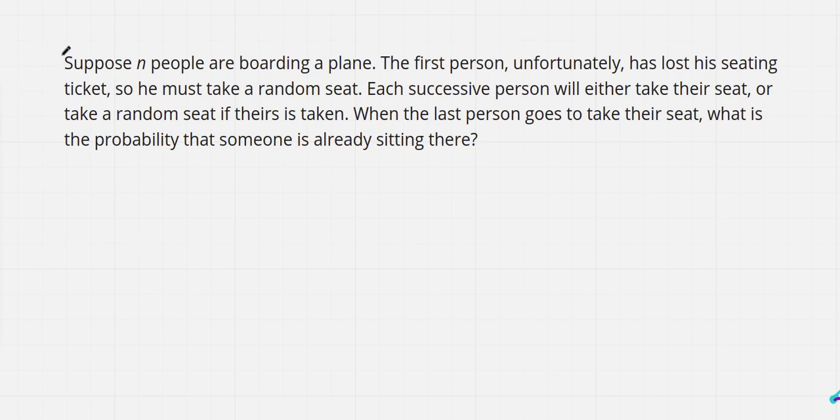So the problem states that n people are boarding a plane, but the first person has lost their seating ticket, so they have to take a random seat. Each person afterwards takes either their own seat if it's not taken, or if their seat is already taken, they have to pick a random seat. So this process continues on for all the people, and then when the last person goes to take their seat, what is the probability that someone is already sitting there?